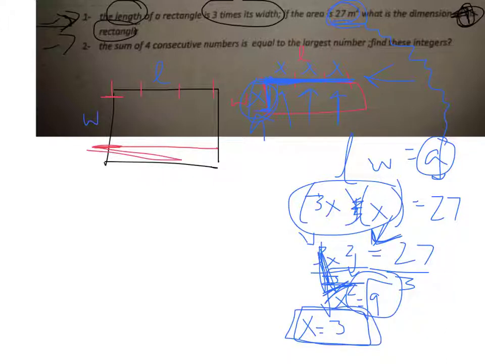Psych. What are they asking? What are the dimensions of his rectangle? Okay, this is the worst English ever. What are the dimensions of his rectangle? Well, we need to find the width and the length to find the answer, right? Okie dokie. So let's learn.